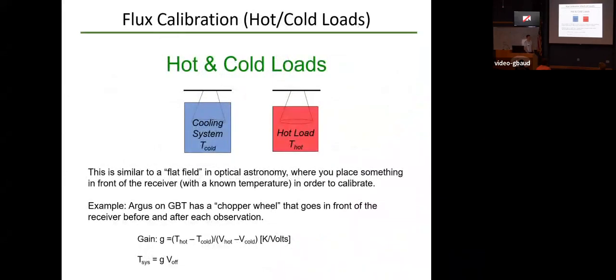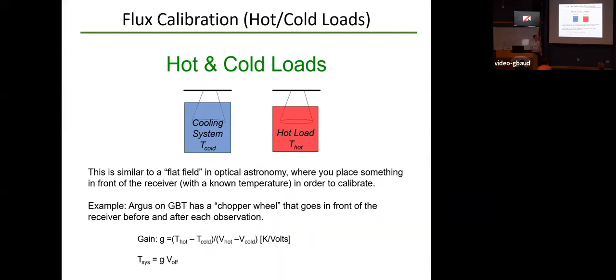Okay, the last calibration method that we talked about, and Dave gave a hint to, are hot and cold loads. The other day, I think Karen also talked about hot and cold loads. With W-band and Argus, we have these wheels that we can rotate a hot load and a cold load or an ambient load in front of. And so you want the difference between that hot and cold load to be pretty large, right?